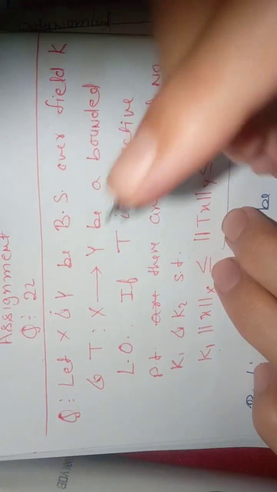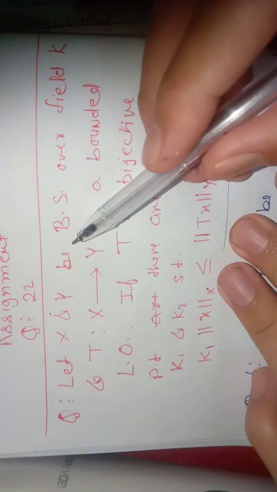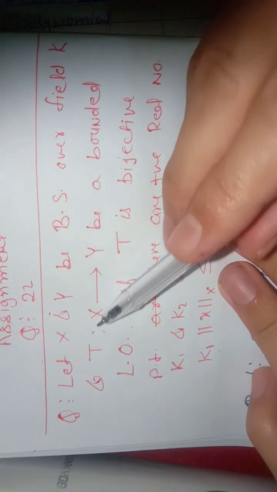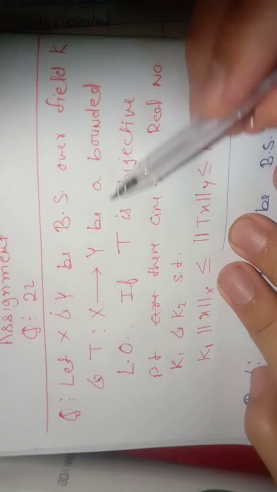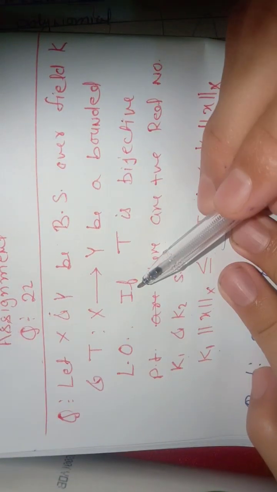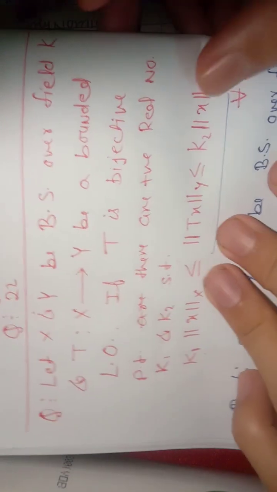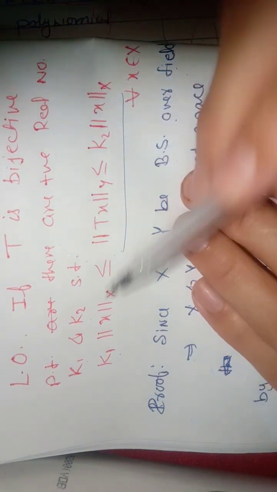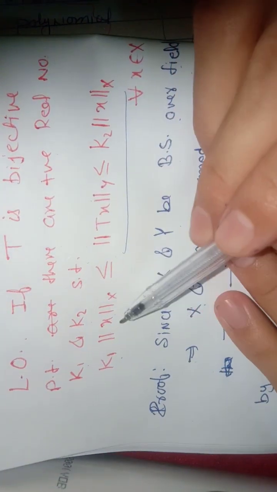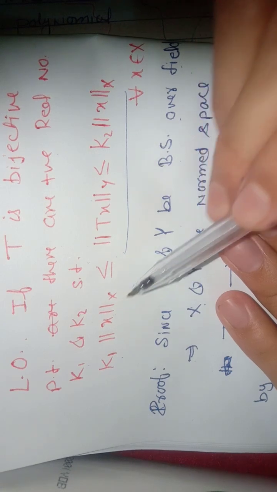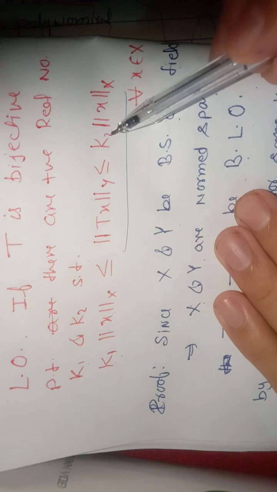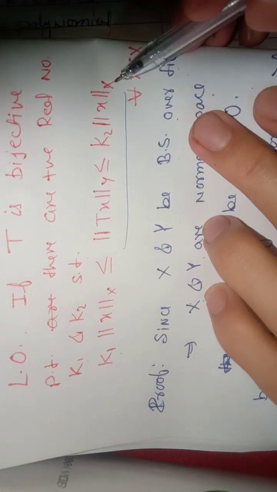So, assignment question number 22. Let X, Y be a Banach space over field K and T: X into Y be a bounded linear operator. If T is bijective, prove that there are positive real numbers K1, K2 such that K1 norm x is less than or equal to norm Tx is less than or equal to K2 norm x.